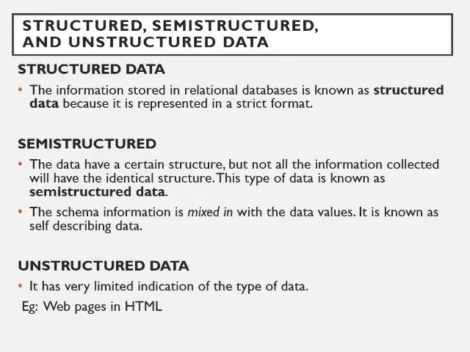The schema information is mixed in with the data values, such that each data object can have different attributes that are not known in advance. This type is known as self-describing data. There is no requirement of predefined schemas. The next one is unstructured data. It has a very limited indication of the type of data. Example, a web page in HTML that contains some data is considered unstructured data.